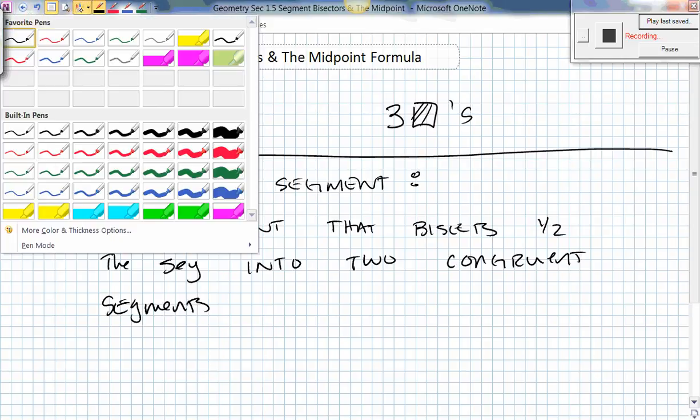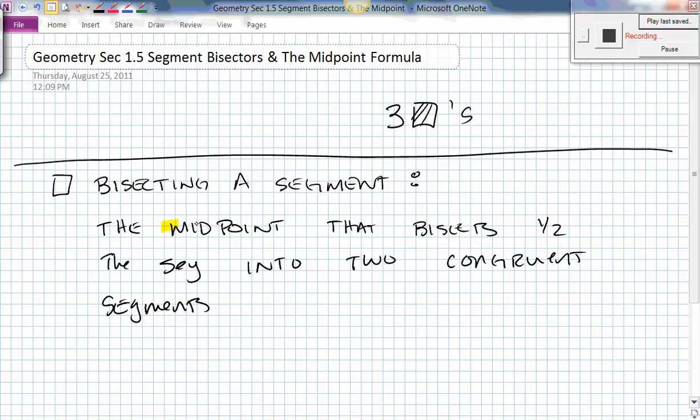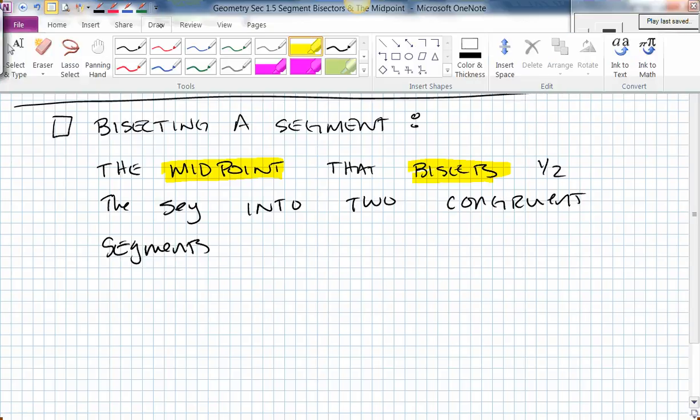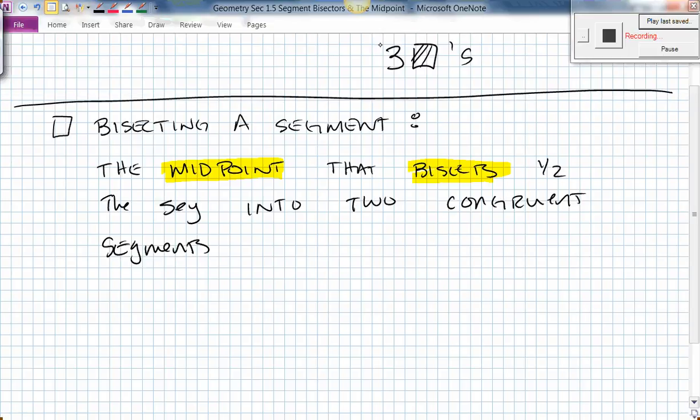So the idea of midpoint is one of our key vocab words, so I'm going to highlight that. And the word bisects, right, cuts it exactly into half. So those are our two key vocab words. And I'll give you a picture. We just did it with a piece of paper, but I'll show you again. So if I have a line segment here.